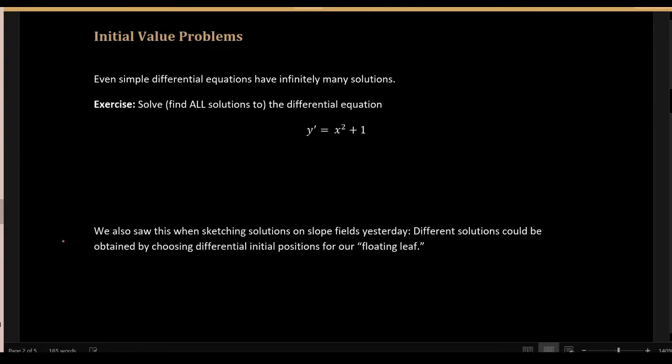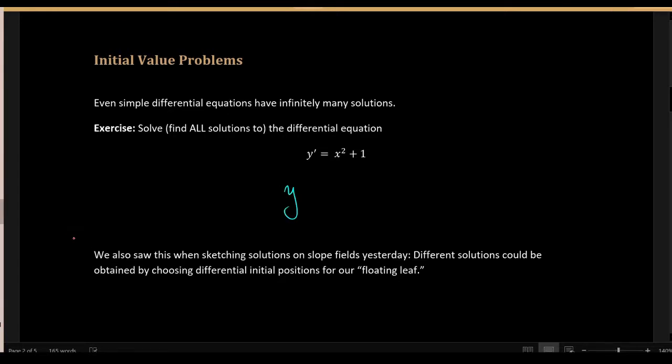So yesterday we mentioned that basically every differential equation has an infinite number of solutions. Even the simplest differential equations, the ones that you encountered in Calc 2, have this property. For example, if you have the differential equation y prime equals x squared plus 1, then the full collection of solutions consisted of all the functions of the form y equals 1/3 x cubed plus x plus c. And every possible value of c gave you a different solution.